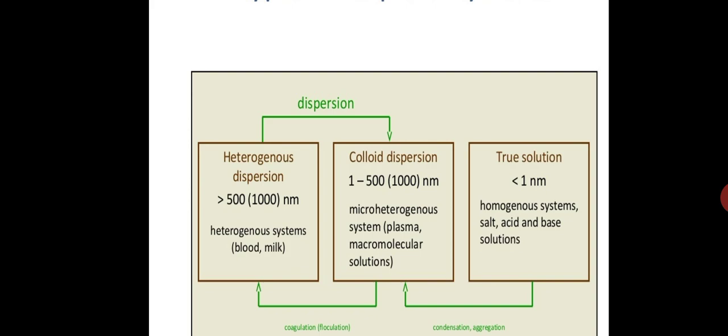You can see it here, I have written there, heterogeneous dispersion, where the particle size is greater than 1000 nanometer. Which are those? Blood, milk and all those things, heterogeneous systems. Got it? They undergo coagulation or flocculation. Later on you will learn it when I go to the properties of the colloids. Got it? Clear? In the true solution, the particle size is less than 1 nanometer, and in case of colloidal substances, the particle size ranges between 1 nanometer to 1000 nanometer. It is a micro heterogeneous system like plasma, macromolecular solutions. They come under it. Got it?